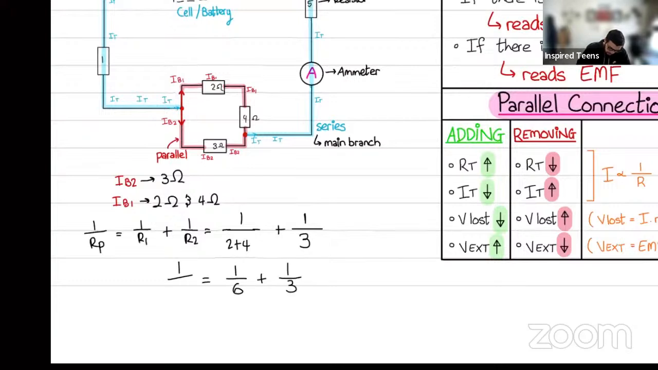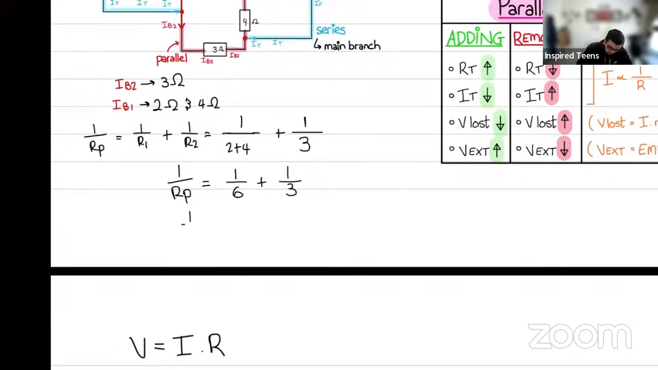So this is 1 over 6 plus 1 over 3. This is equal to 1 over RP. Now you can do the calculation in your calculator: 1 over 6 plus 1 over 3. Here you get 1 over RP as 1 over 2. So now if you want to flip this and make it RP over 1, you'd have to flip this one as well and make it 2 over 1. So therefore, the parallel branches' resistance is equal to 2 ohms.